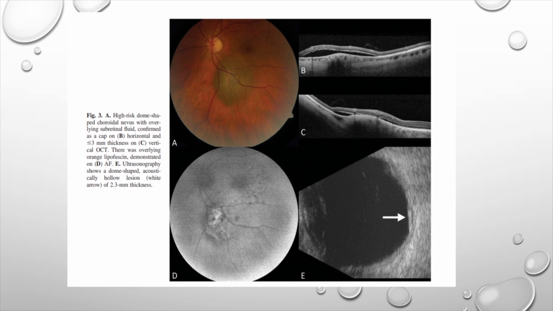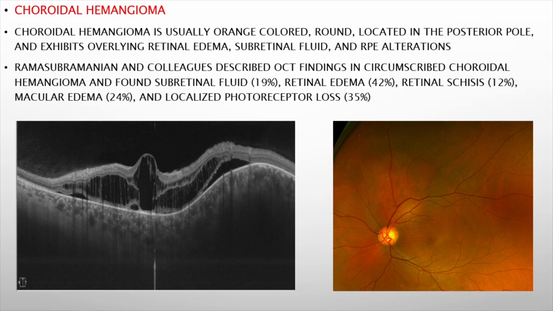You can see a pigmented lesion over here with overlying SRF, and some acoustic hollowing is seen on the B scan ultrasonography picture, and autofluorescence showing hyperautofluorescence due to the presence of lipofuscin. Coming to the second differential, the color is usually, like ma'am said, orange, and it is round. It is mostly located in the posterior pole and exhibits overlying retinal edema and subretinal fluid along with RPE alterations.